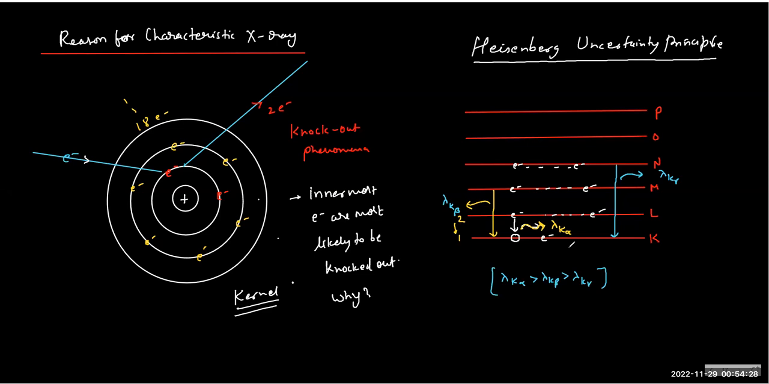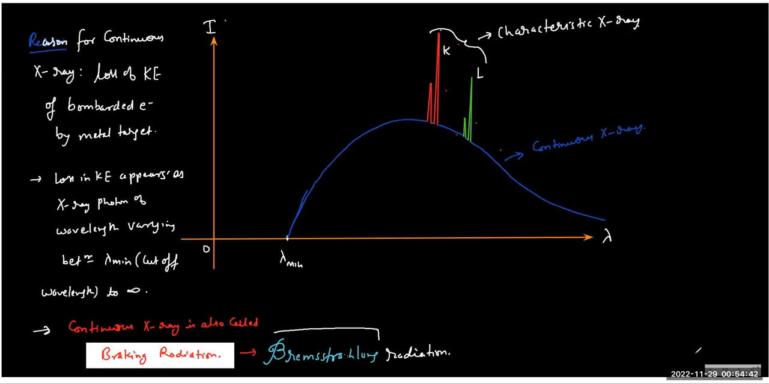But event wise, which is most probable? Alpha is most probable, then beta, then gamma, yes or no? Yes. And now we are at the right position. These two spikes are representing the two particular wavelengths. So which event is most probable, the 2-to-1 transition or 3-to-1 transition? 2-to-1 is most probable. And wavelength is more for which, alpha or beta? Alpha.